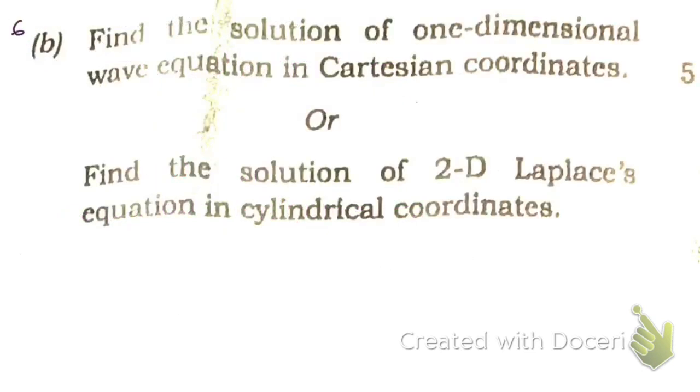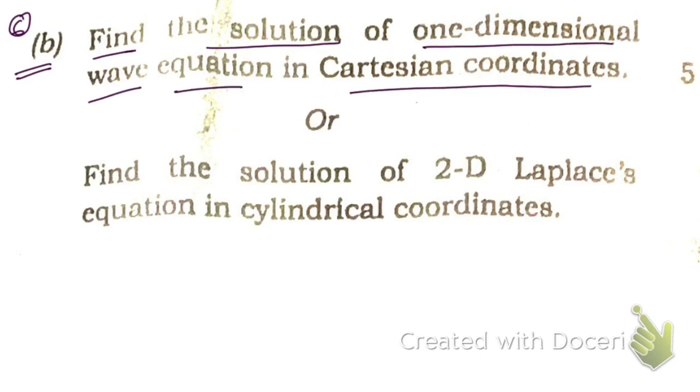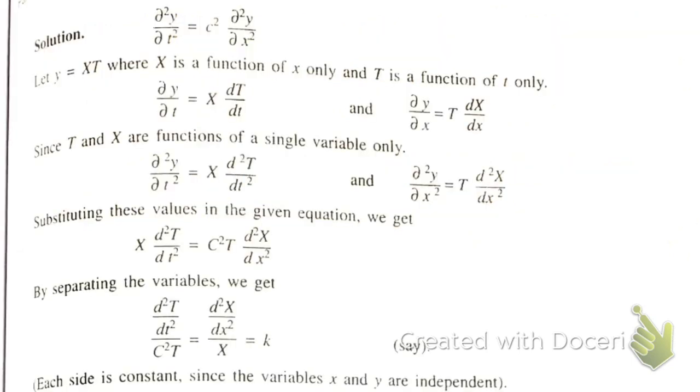Here is the last question, number 6b. Find the solution of the one-dimensional wave equation in Cartesian coordinates. Let me go to the solution. This is the solution, not completed yet. One more slide is there. Here is the one-dimensional wave equation: del square y by del t square equals c square times the second order derivative of y with respect to x square. I hope you can recognize this.